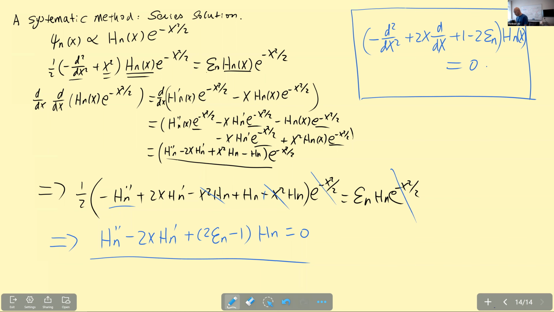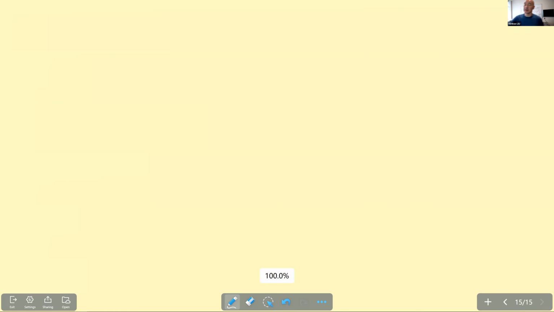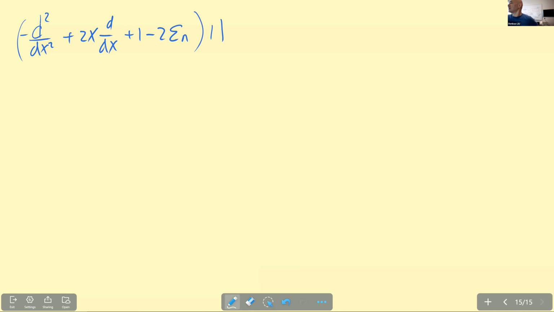Okay. So that's something that we need to find out. Minus d squared over dx squared plus 2x d over dx plus 1 minus 2 epsilon m, H_m(x) should equal 0. And then we write this one down as a series.